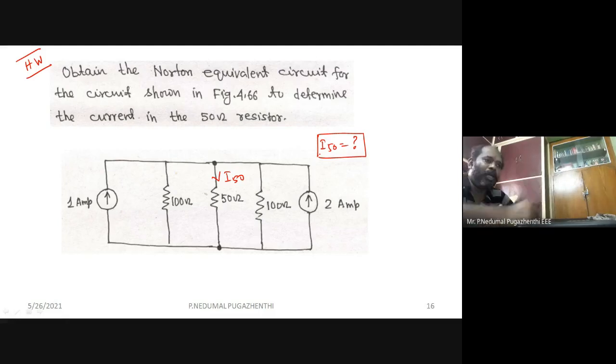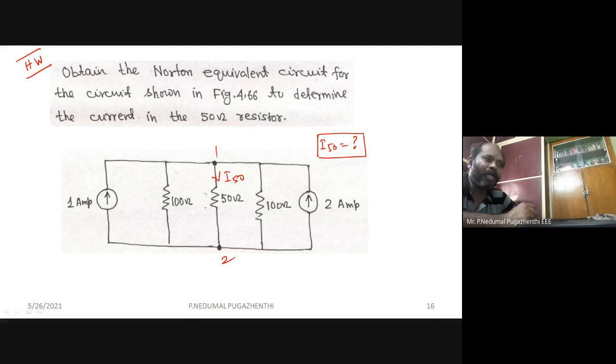So I will tell you the idea. What is the idea? First step, I will remove this 50 ohm resistor, then go for RN. I will remove the 1 and 2 ampere sources by open circuiting them, and find the equivalent resistance through this terminal, based on how the 100 ohm resistances are connected to each other. Then I will find the RN. Then I will keep this 100 ohm resistance and short circuit this particular terminal 1 and 2.